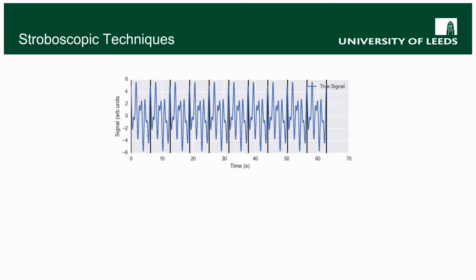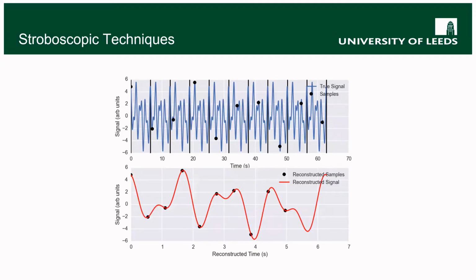So here we have our same time-varying signal, but it's a repeating time-varying signal. And so the black lines each represent one period of that signal. And what we do is we sample it once per period, but at a slightly different time offset in each period. And then because we know exactly when we measured it, and because we know exactly how fast this signal is repeating itself, we can take those individual measurements and reconstruct it back into a signal.